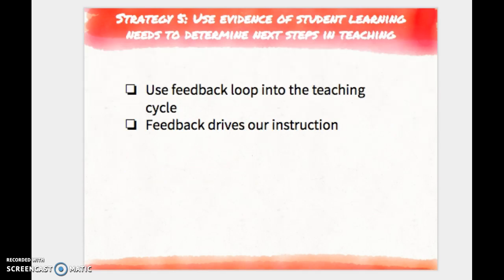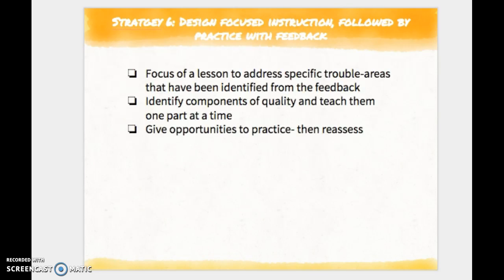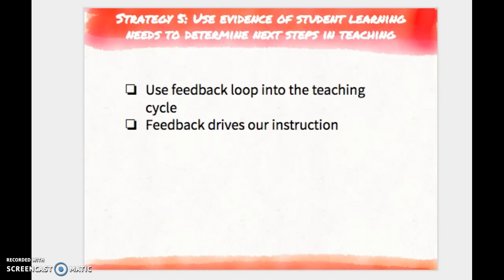Strategy number 5, which is to use evidence of student learning needs to determine next steps in teaching. And I feel that this is something that I do on a daily basis. If I am using some sort of assessment, even if it's an informal assessment, using that to drive your instruction and see, okay, am I ready to move on or am I not? And strategy number 6, which is design focused instruction followed by practice with feedback. So again, kind of focusing on those points and pieces of your lesson that you need to improve on based off of strategy number 5.